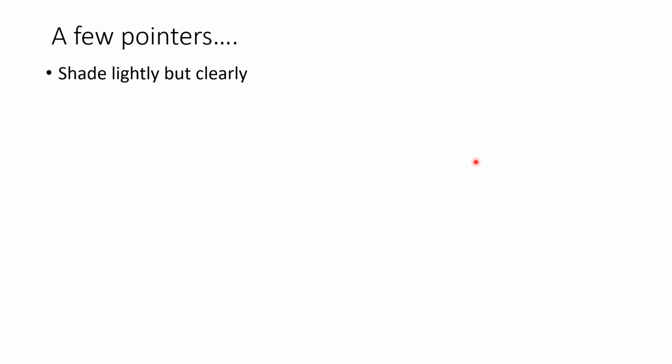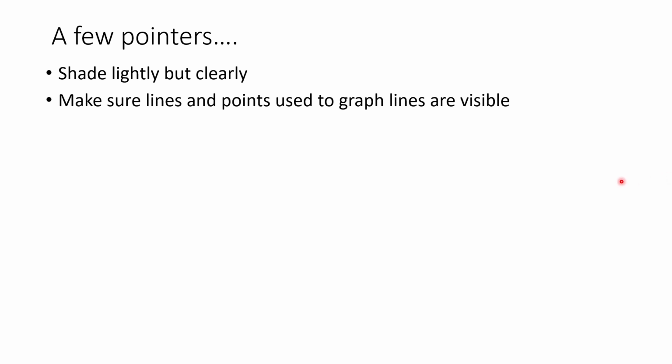When you're doing these, shade lightly but clearly. So pick a color, pick a directional line, and shade lightly but clearly. And then when you're done with the problem, if you think that the area of overlap is not clear, you can always go back and darken up that area, but make sure everything is clear. Make sure lines and points used to graph the lines are visible, okay, that you do not shade over them.